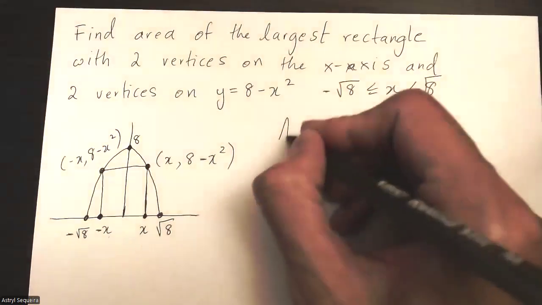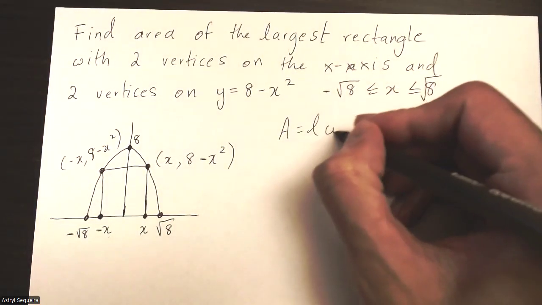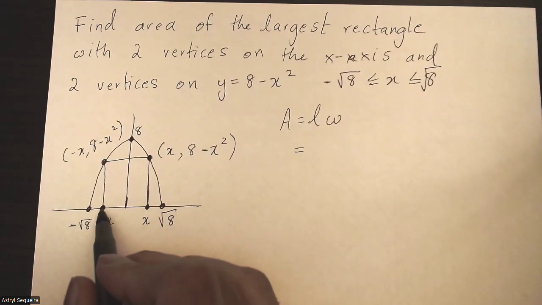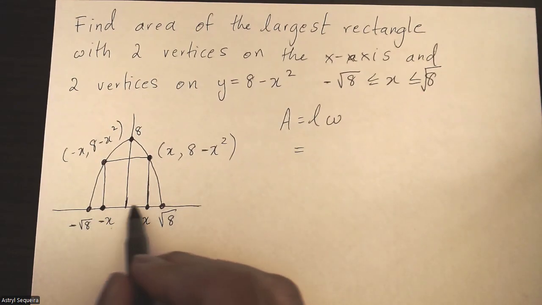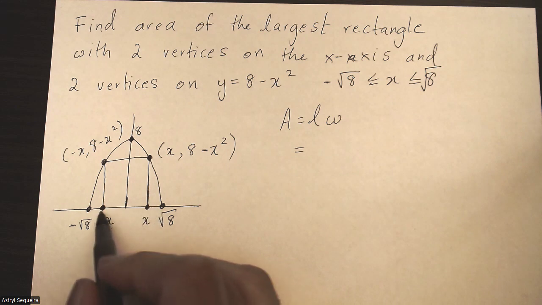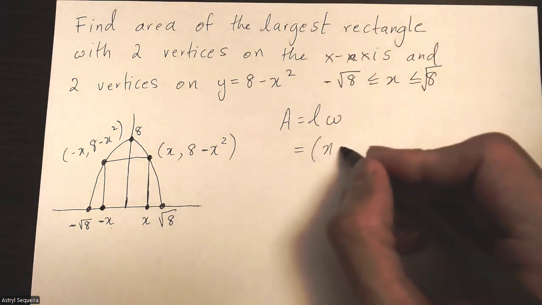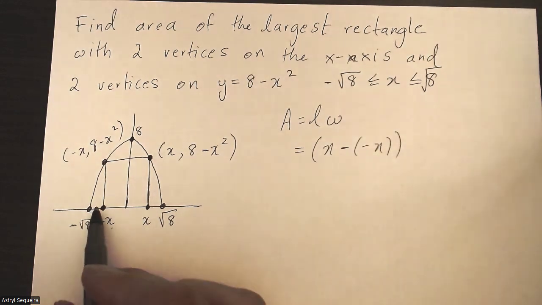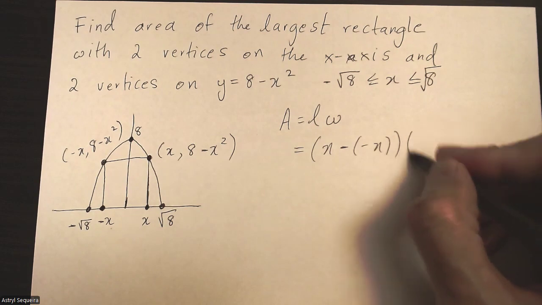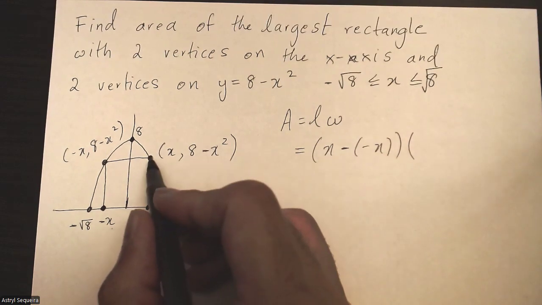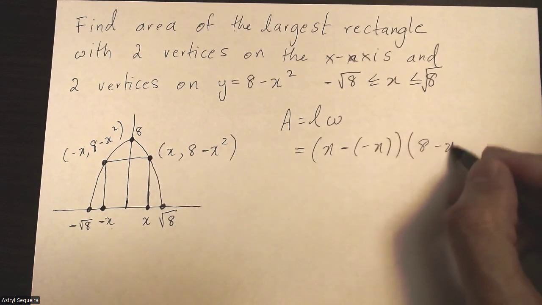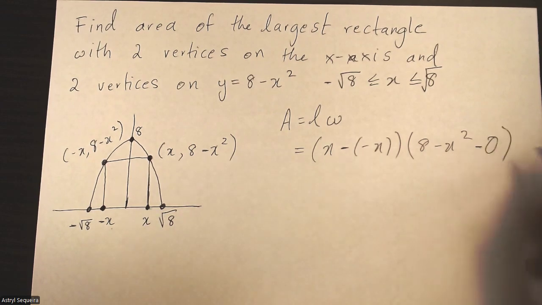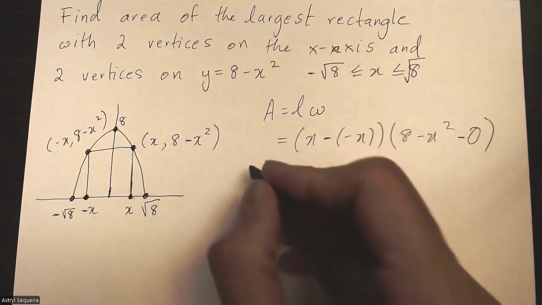So now we know that area is just length times width. So the length of this rectangle, we can go from here to here, is just x minus negative x, because that's the length of the whole bottom there. The width, the height over here, is 8 minus x squared. And then the height at the bottom, that's just a 0 because my y value is 0 over there.